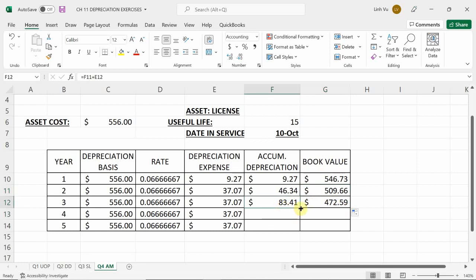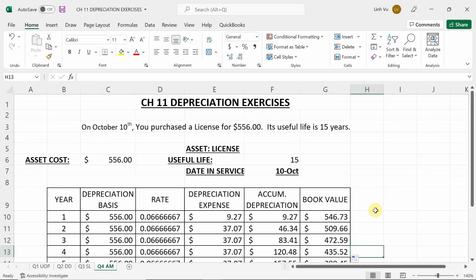All right, next one. My accumulated depreciation, so you're going to add 83.41 plus 37.07. 120.48, which will give me my book value of 435.52. Good. And the last one, so I'm not going to make you do all 15 years. It's going to be the same numbers. What is the 5th year of my accumulated depreciation? 157.55. And book value? 398.45. Okay.